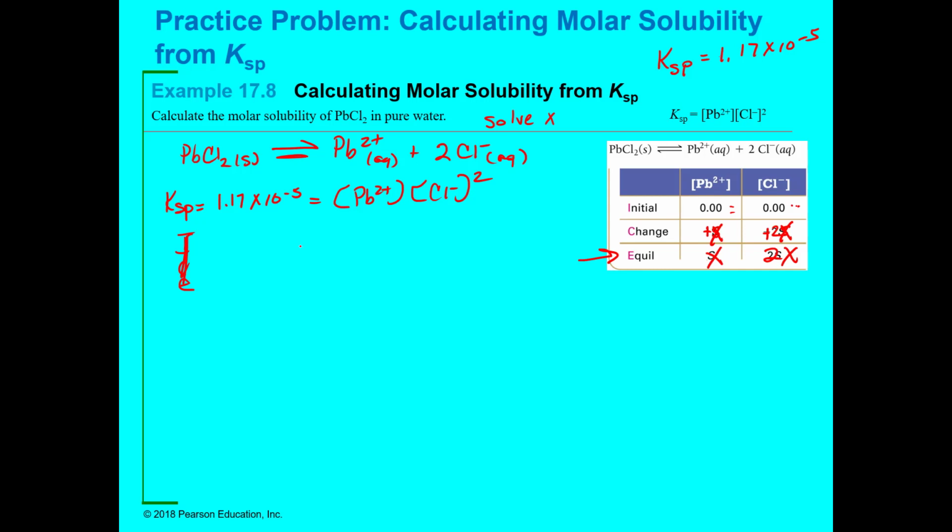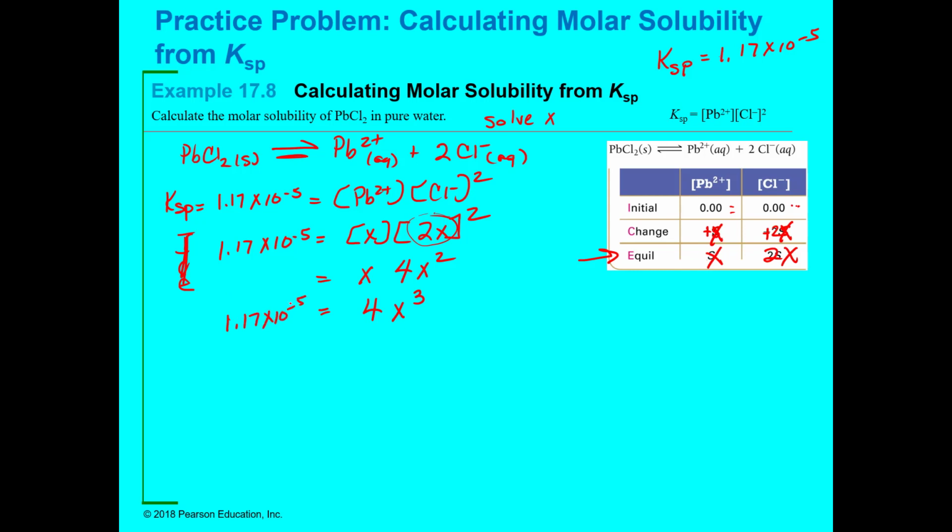So my KSP is going to be 1.17 times 10 to the minus 5. This should look very familiar. Times X times 2X squared. Remember, you're squaring this whole thing, right? So that's going to be X times 4X squared. That's going to be 4X cubed, and that's still equal to 1.17 times 10 to the minus 5.